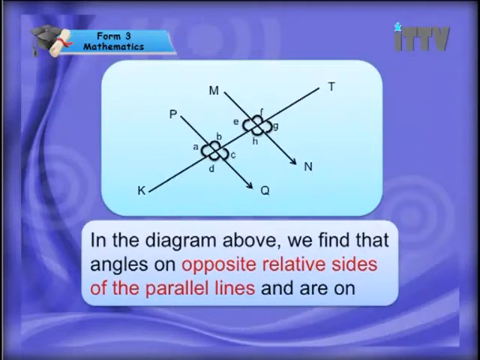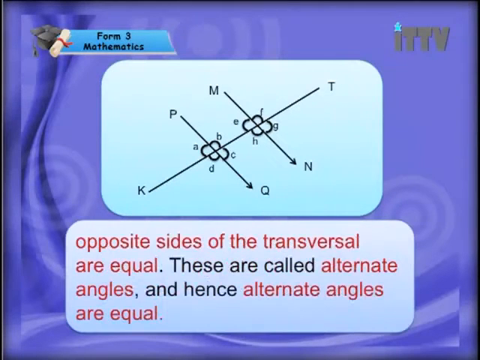Now, let us look at other issues. In the diagram above, we find that angles on opposite relative sides of the parallel lines and on opposite sides of the transversal are equal. These are called alternate angles, and hence alternate angles are equal. Like your corresponding angles, which are equal, alternate angles are also equal.